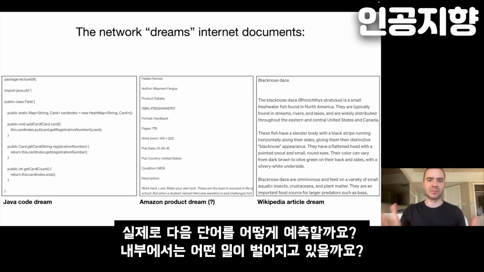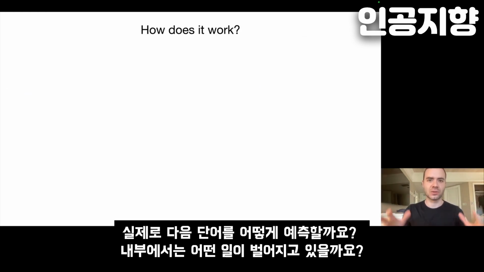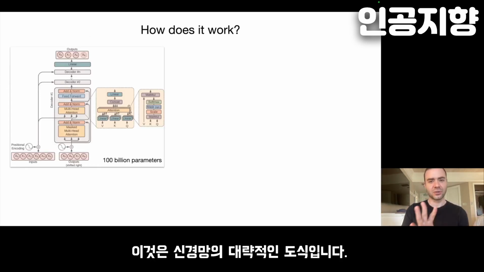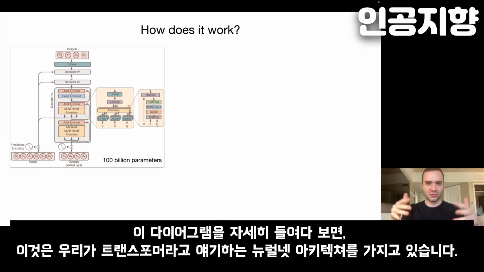How does it actually perform this next word prediction task? What goes on inside it? Well, this is where things complicate a little bit. This is the schematic diagram of the neural network, if we zoom in into the toy diagram of this neural net. This is what we call the transformer neural network architecture, and this is a diagram of it.